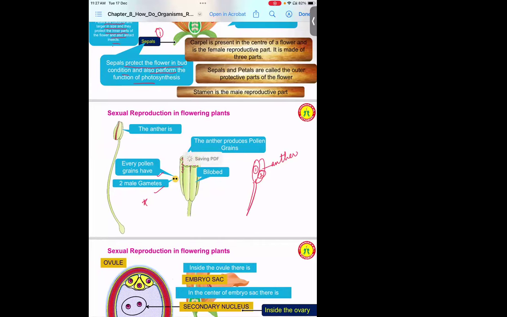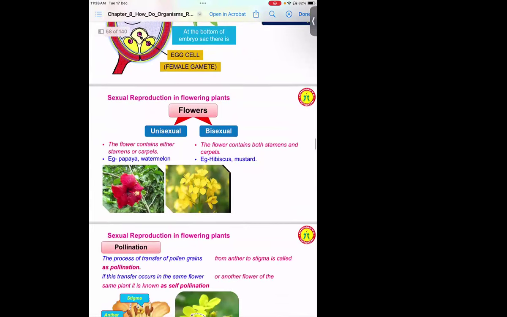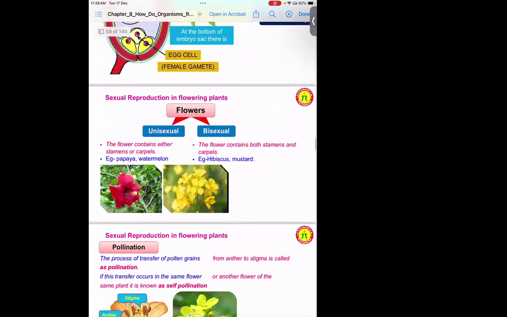Now, how the process happens in them, let's discuss that. So here, when we talk about the female part, they will have the ovum, which is the female gamete. Then they will have the nucleus also. And then inside the ovary, all these things will be present. Now, coming to the next part, the flowers. Two types of flowers are there, unisexual and bisexual. Uni, as the name says, means one, and bi means two.